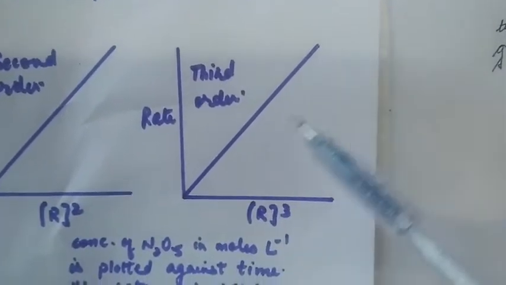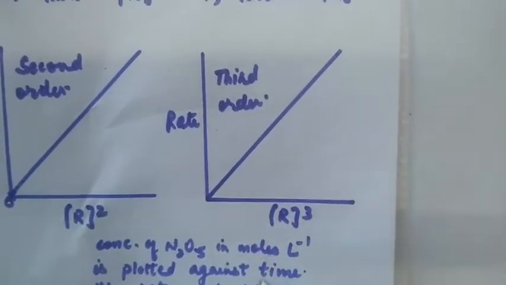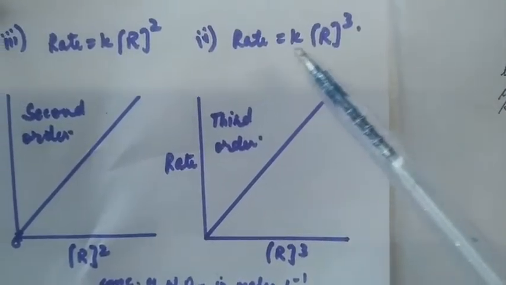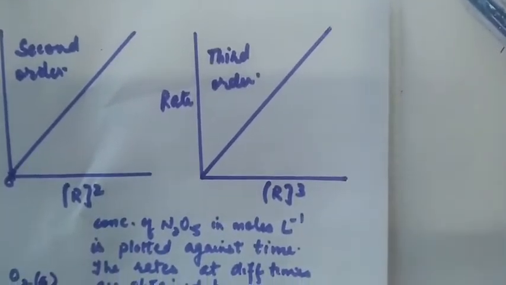When such a straight line comes between rate and R cube, the reaction is third order, and rate law expression is rate is equal to k into R raised to power 3.